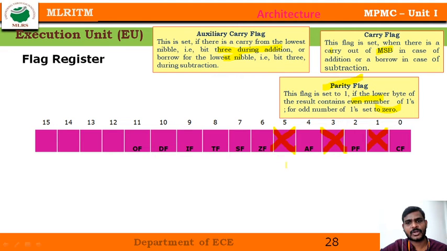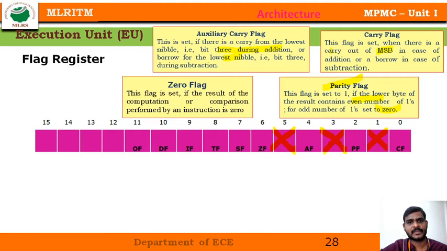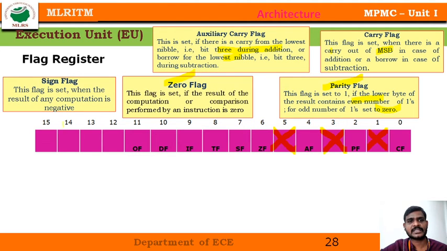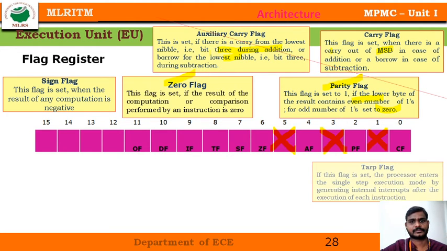Bit 5 is again not used, and bit 6 is the zero flag. This flag is set whenever an execution result is 0, or when I perform a comparison operation. If two strings or two numbers are compared and both are equal, then obviously the zero flag is set. The 7th bit is called the sign flag. This flag indicates whether my result is positive or negative. These 5 are called status flags, which give the status of the current execution of my program.